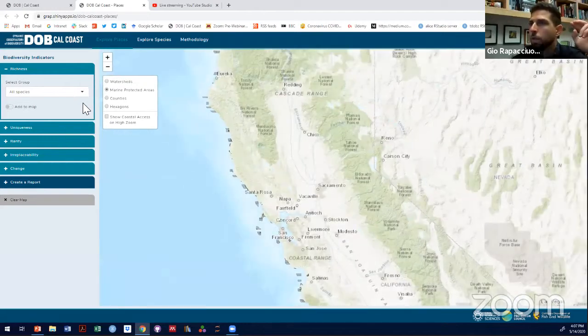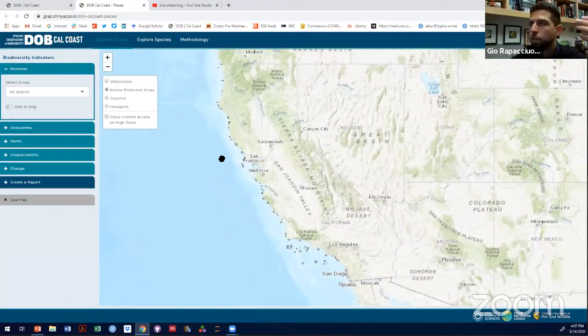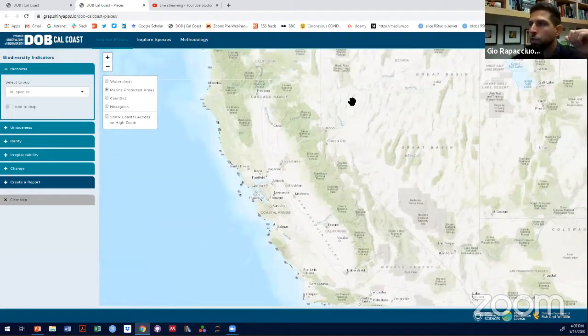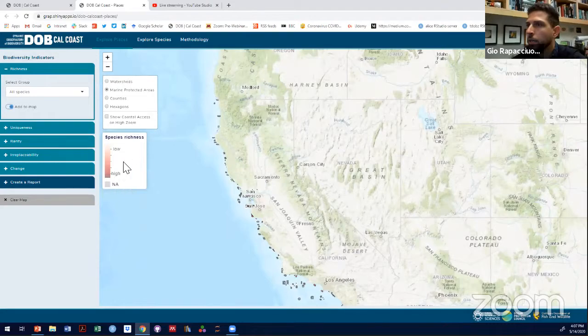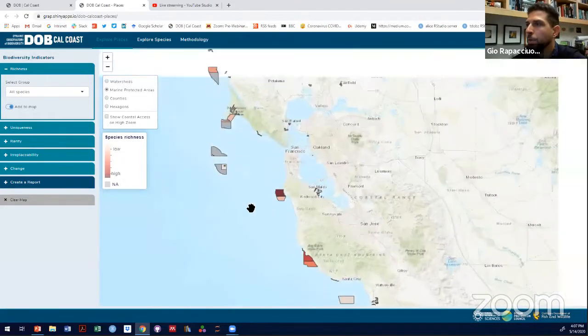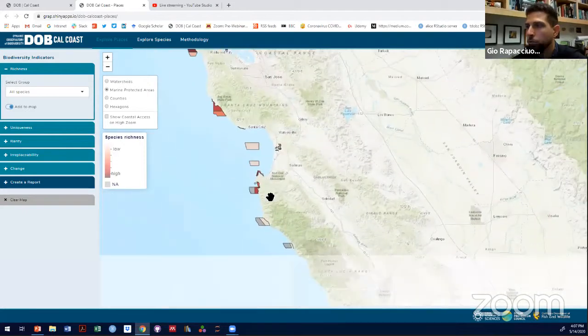So there are really two sort of workflows that you can take in the Places app. The first one is if you want to look at the network as a whole, you can add things to the map and then sort of navigate this map and basically look at how low or high the estimated richness is here between different places.